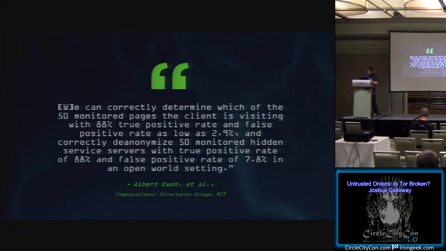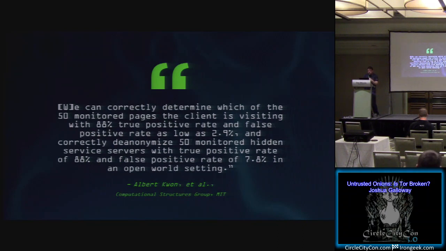So, they're only monitoring 50 pages, and they can only get an 88% true positive rate and a false positive rate of a minimum of 2.9%. And this is in an open world setting. Now, for something to be admissible to a court of law, you need a lot more certainty than that. So my point is, basically this attack, that did scare Gordon shutting down, is almost entirely useless in the real world.